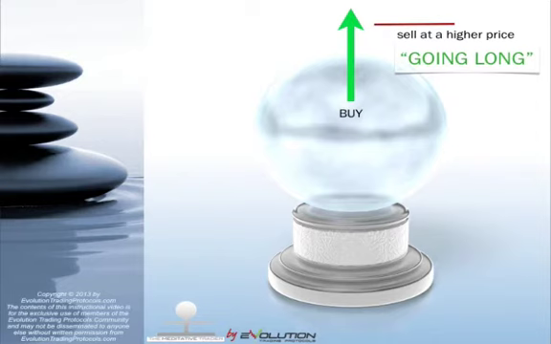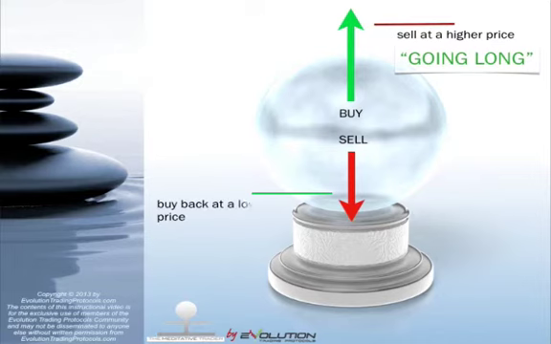But what happens if you, as a speculator, believe that the price of a futures contract will decline? Then you can sell futures contracts in the hope of later buying back the contracts at a lower price. This is known as going short. You sell now in anticipation of a lower price in the future.